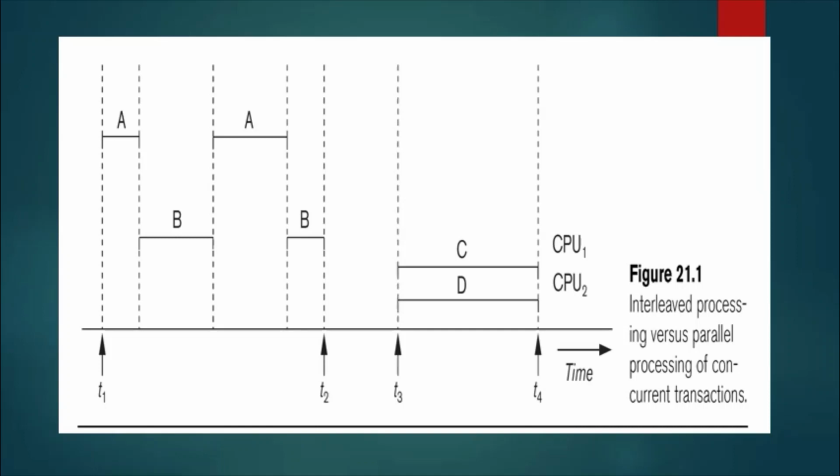But in the case of parallel processing, n number of CPUs will execute different sets of processes. That is, multiple CPUs will execute concurrent transactions. For example, C is there, D is there, A will be there, F will be there. Those are all concurrent transactions which are executed in parallel on different CPUs. That is the major difference between interleaved processing and parallel processing of concurrent transactions.